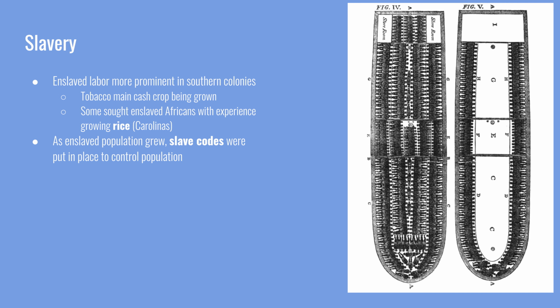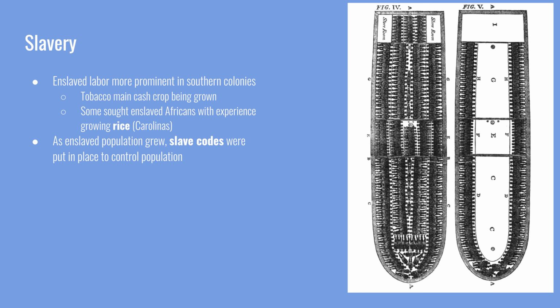However, rice was the main crop in the Carolinas, so plantation owners looked for enslaved people that had experience growing rice in Africa. It will lead to an increase in demand for enslaved labor, and as they arrive in the British colonies, they begin to outnumber the white settlers. In order to maintain supremacy in the colonies and keep the enslaved labor in bondage, colonial legislatures enacted slave codes that defined slavery in the most restrictive terms.